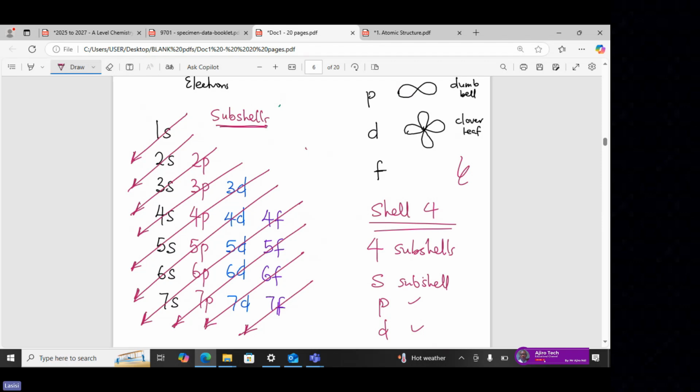It's not about where, it's about your energy. What determines your energy is how close you are to the nucleus. Those which are very close to the nucleus have lower energy. They receive electrons first. Those which are far from the nucleus have higher energy. They receive electrons last. Is that okay?